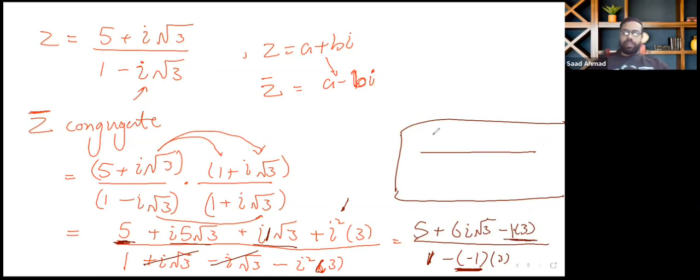So 5 minus 3 will be 2 plus, we can write it 6I square root 3. And this one, minus times minus will become plus, right? Minus times minus is plus.